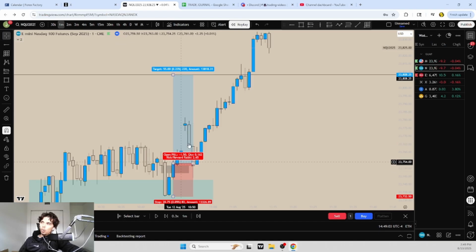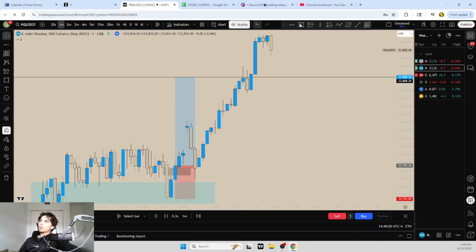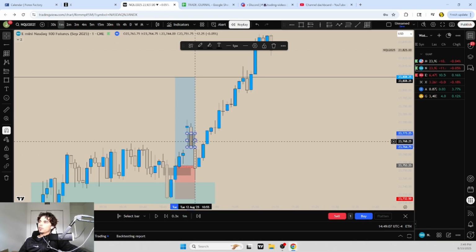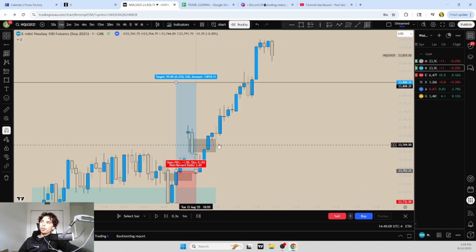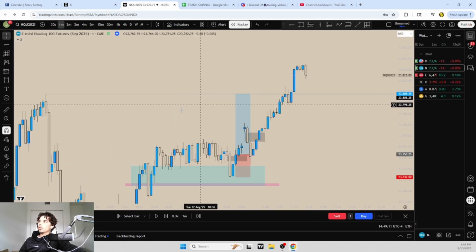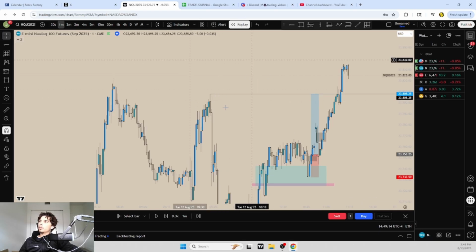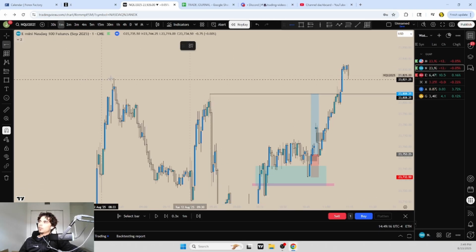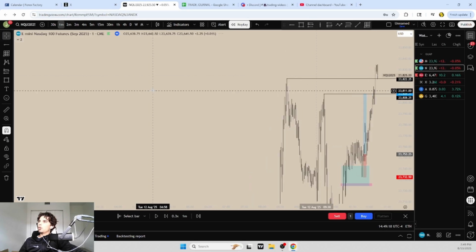If you missed this entry or got stopped out, well, what else did we have? We had this 1-minute inversion as well that you could have entered off of. And my boy actually entered off that, and he took full profits right here, right? So there was this area of liquidity, this area of liquidity, and then there were all-time highs.